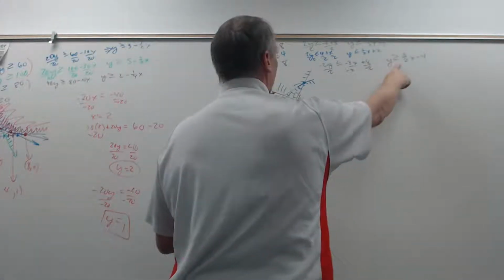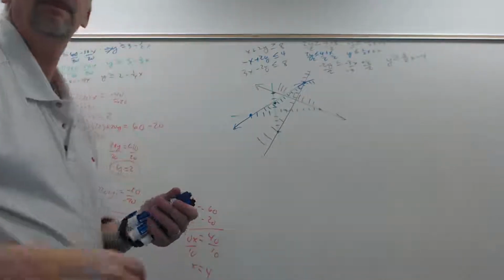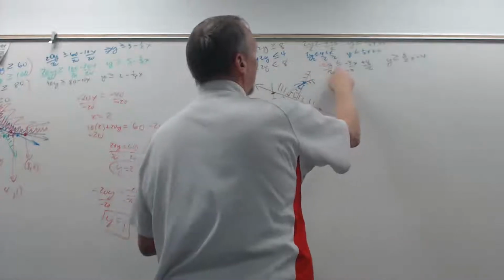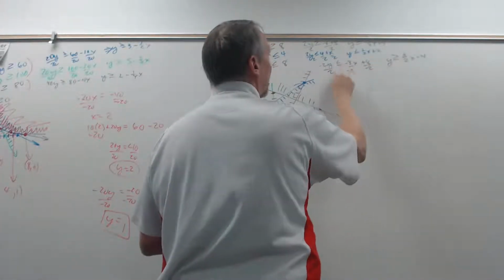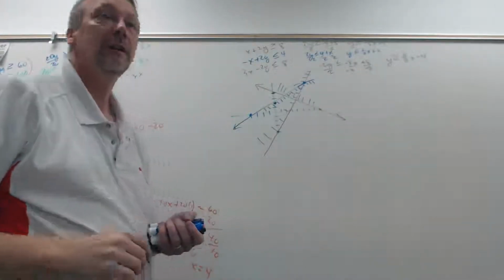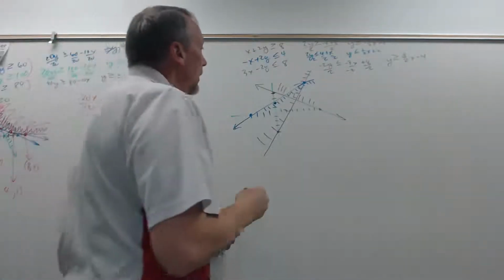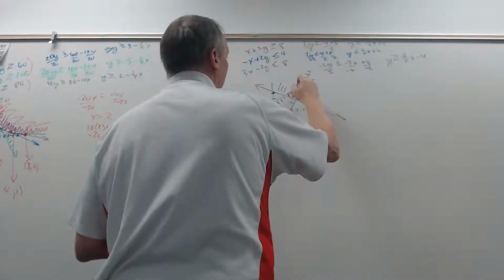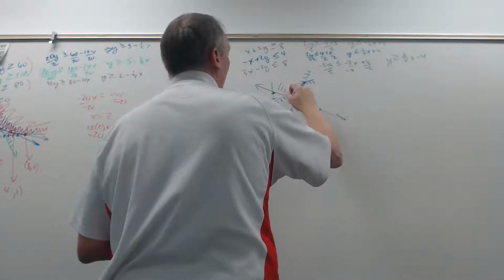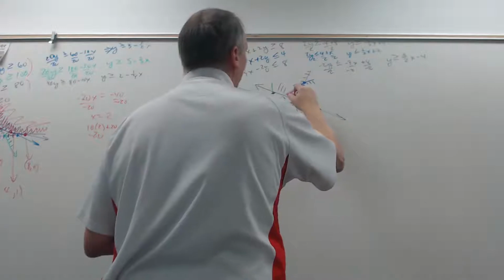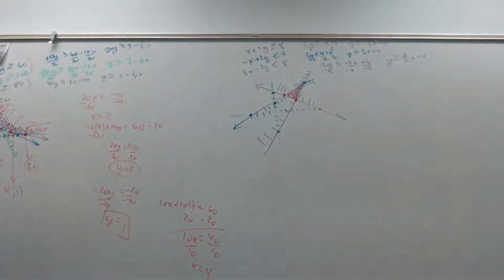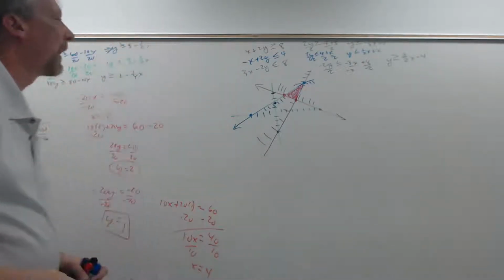Y is greater than, right? Well, it started as less than, but when I solved it as a y, I had to flip the sign and divide by negative 2, right? So therefore, this is the area that I want. This piece right here. Okay? So we need to find those 3 points. How do we find those?